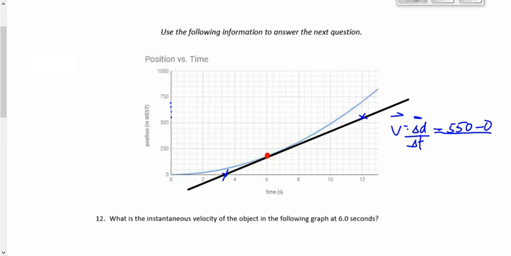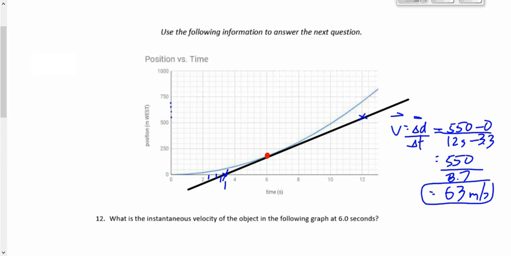initial position, over my time is 12 seconds minus, what's this time? We're going up by 0.4s, I think. 0.4, 0.8, 3.2. It looks like maybe about 3.3. So we're going to say this is 550 divided by, what is that, 8.7? 550 divided by 8.7 gives me 63.2.